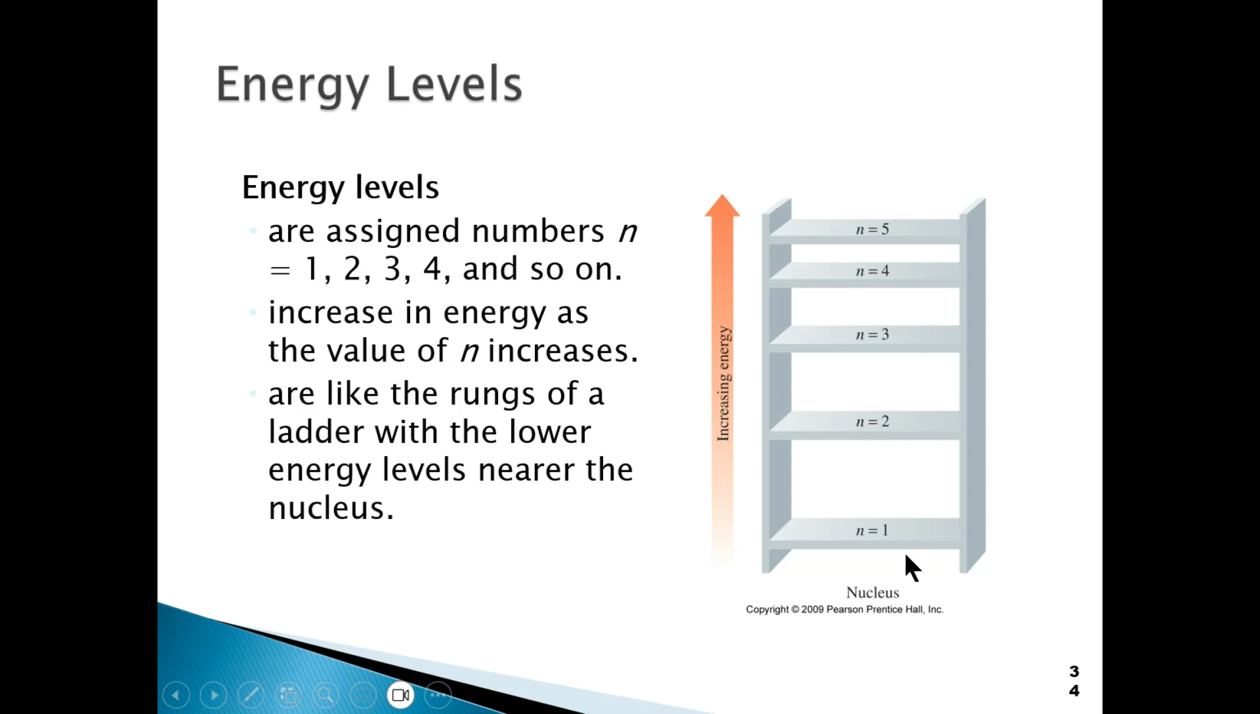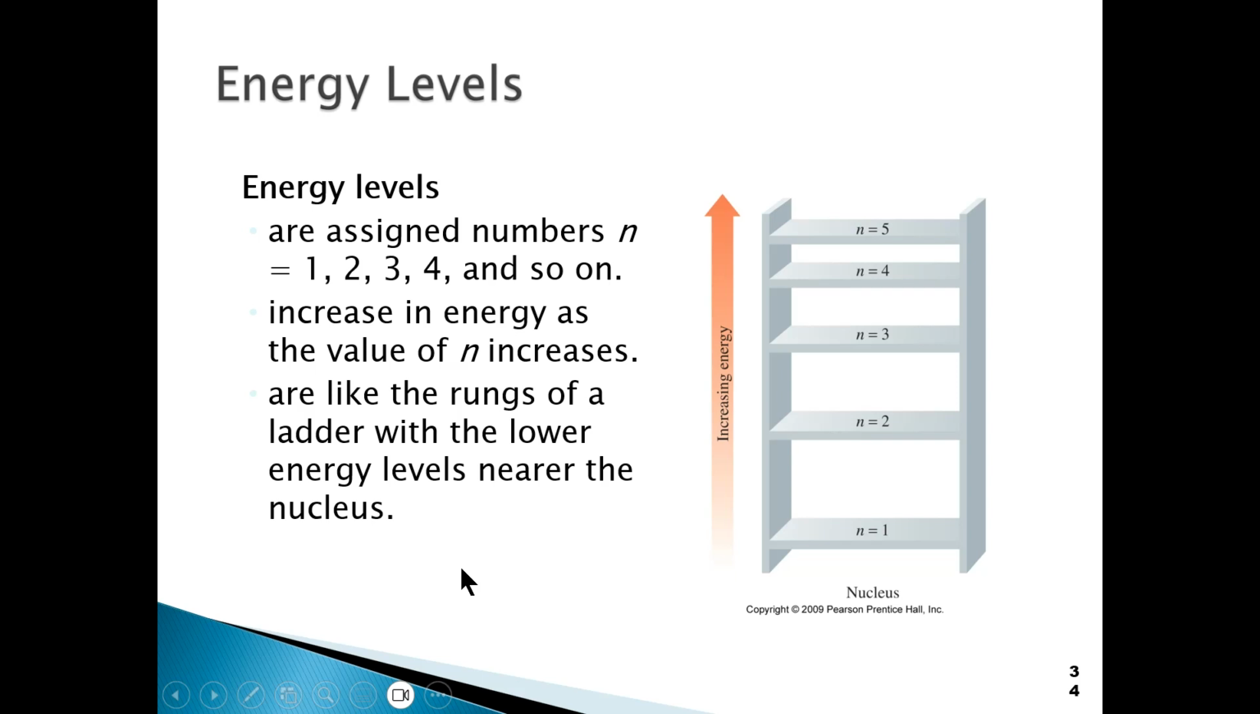All right. So you have n equal 1 energy level, which is closest to the nucleus down here. You have the n equal 2 energy level, then n equal 3, n equal 4, n equal 5, and so on and so forth. And you'll notice here that as you go up in the energy of the energy levels, the energy gap between successive energy levels decreases. So this gap is the largest gap here between n equal 1 and n equal 2. And then this gap here is smaller, and so on as you go up.